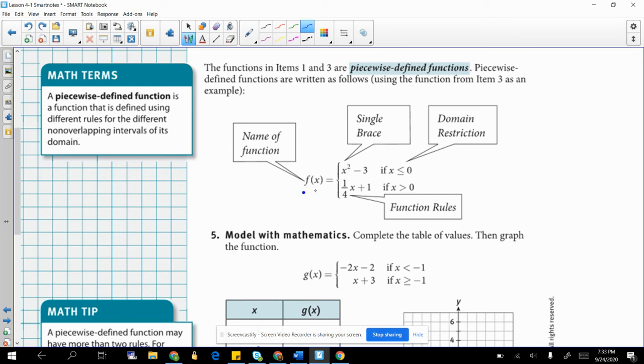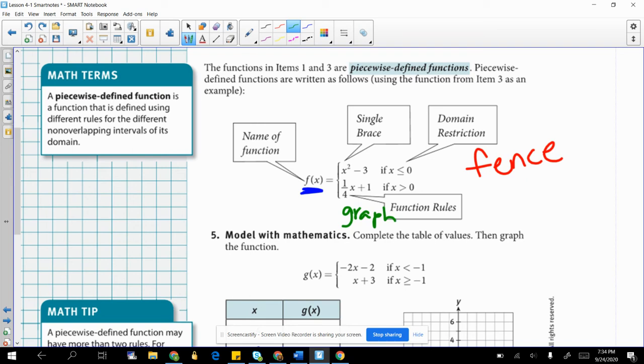So this is the name of your function, and that could be f of x, g of x, k of x, whatever you want, okay? Then there's a single brace or squiggly line. And it kind of looks like a system of equations like we were doing before. And then there are function rules, and then there are domain restrictions. The domain restrictions are like your fences, okay? That's how you know where your fence is. And then your function rules are what you graph on each side of the fence, okay?